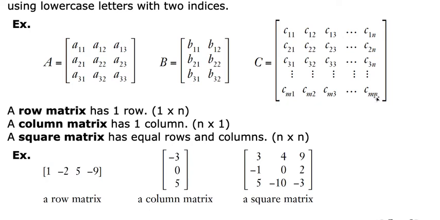Okay, so some special cases or special types of matrices. A row matrix has 1 row and it's 1 by n. So this is an example of a row matrix with 4 elements. So it's 1 by 4 are the dimensions. A column matrix has 1 column. This is a 3 by 1. A square matrix has equal rows and equal columns, n by n. This is a 3 by 3 square matrix.